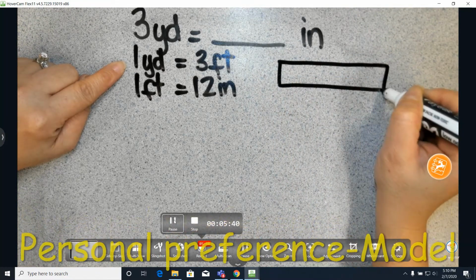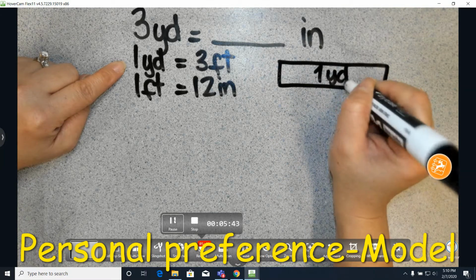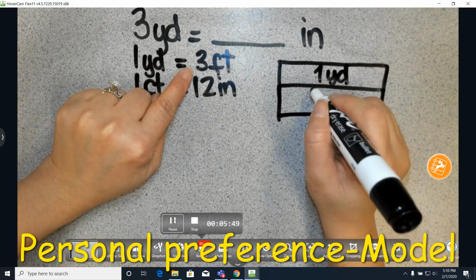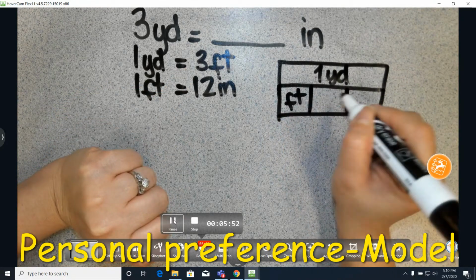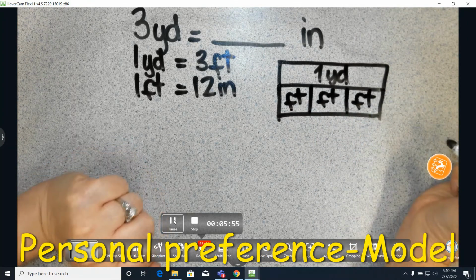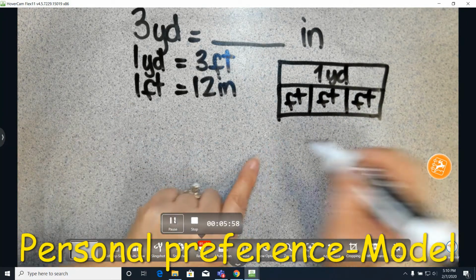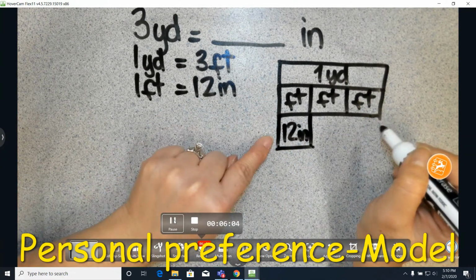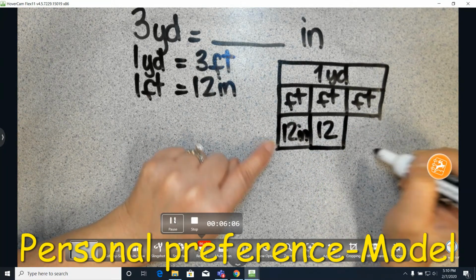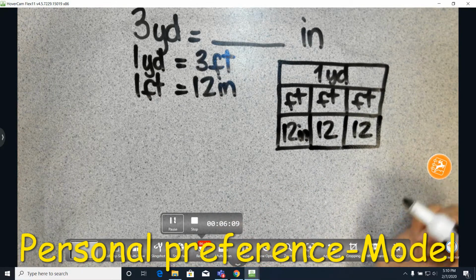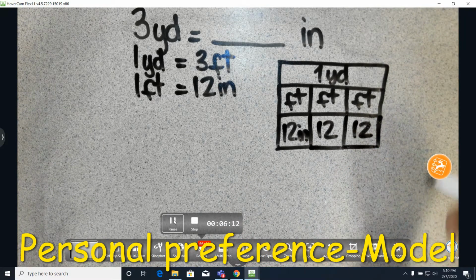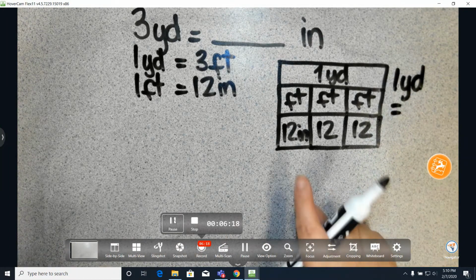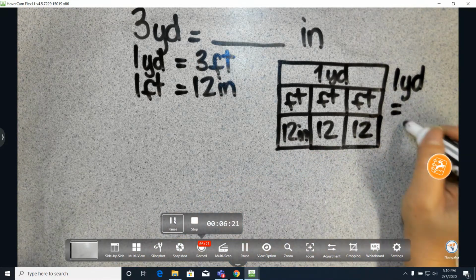I have 1 yard here, and it's telling me that this 1 yard actually equals 3 feet, correct? Okay, so there's 1 foot, there's another foot, and there's another foot, okay? And they're telling me one of these feet actually equals 12 inches. So if this foot is 12 inches, then that means this foot is also 12 inches, and this foot is also 12 inches. So from this little model alone, I can see that 1 yard actually equals 12, 24, 36 inches.